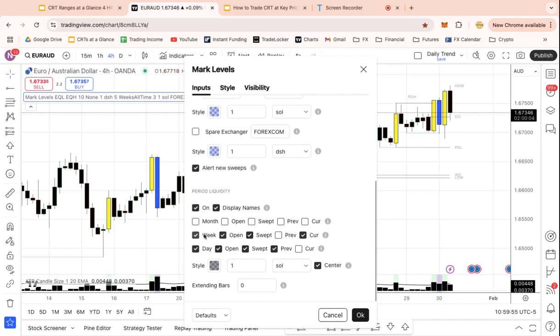So remember, we're looking for the weekly open price. And then swept, you can leave checked, it doesn't matter. And then current, be sure that's checked. So you should have 4 boxes checked. The week, the weekly open, swept is fine, and current.